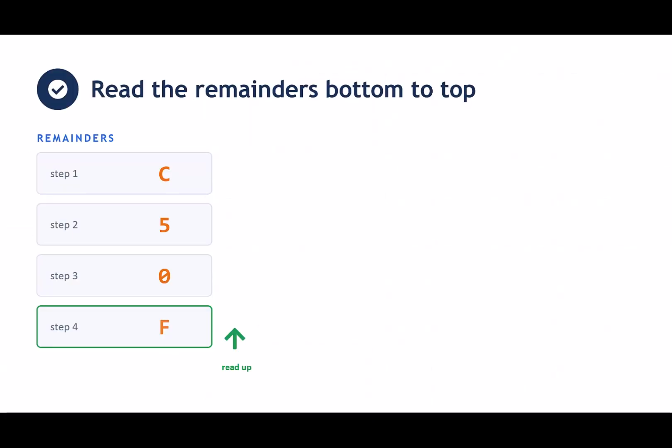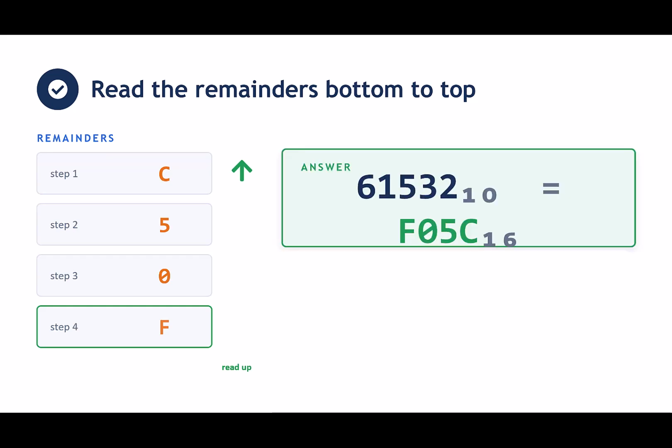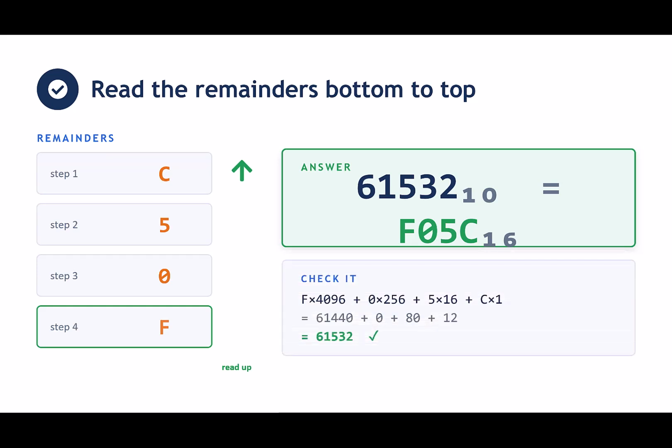We have a remainder of C from step 1, 5 from step 2, 0 from step 3, and F from step 4. When you write your answer, you're going to read from the bottom up. That's going to give us a final answer of F05C, base 16. If you want to check your work, you can always convert from base 16 back to base 10.